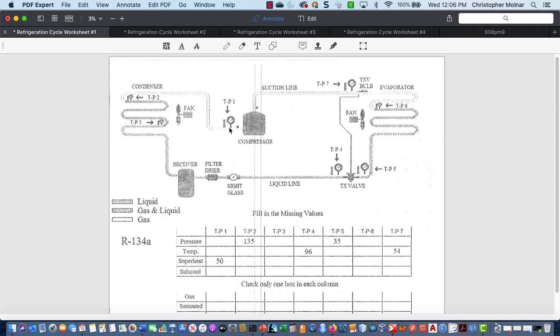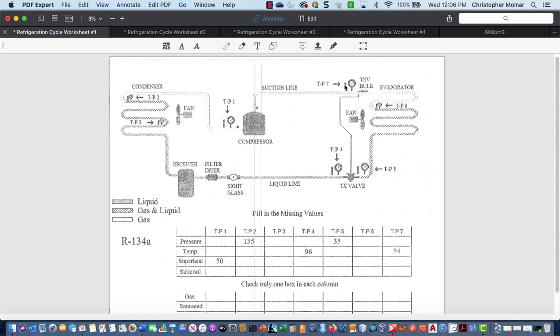So we have one temperature pressure point on the discharge line. We have one at the inlet of the, well, on the first pass of the condenser. We have another temperature pressure point in the last pass of the condenser. Then you have another one right before the metering device, which is a TXV, and another one right after the metering device. And then we have one as we're leaving the evaporator and one on the suction line. So what we've done is we've added a couple temperature pressure points to the whole thing.